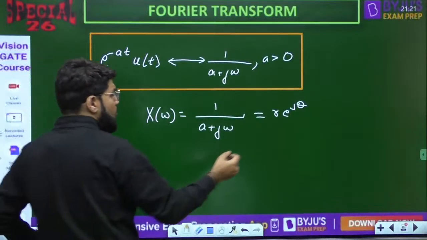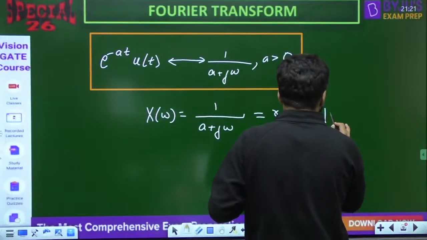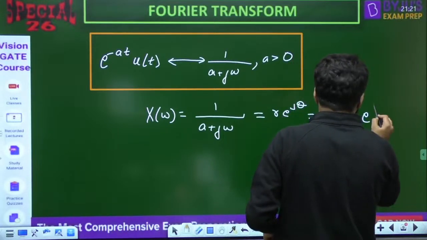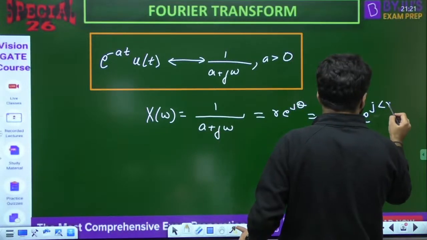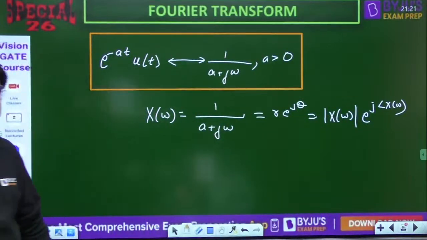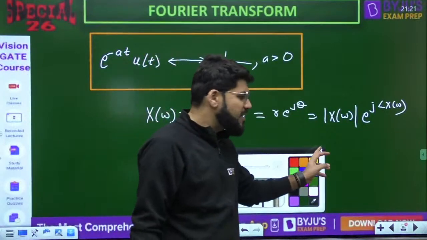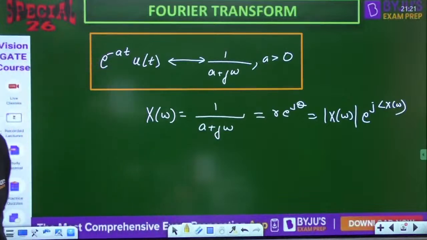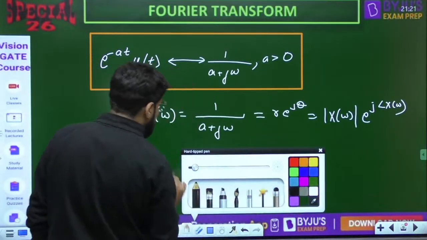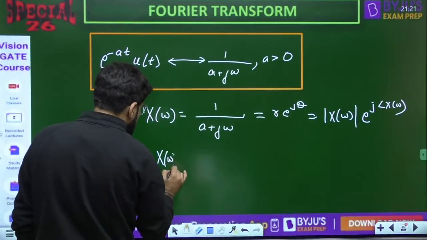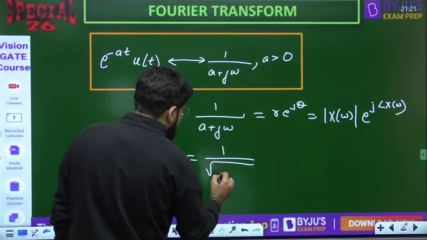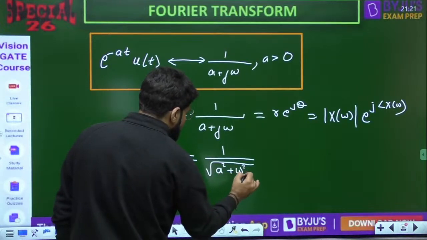The magnitude of x omega will be represented as modulus of x omega, and theta we can write as angle of x omega. x omega we call the Fourier spectrum. Yes, Sai Krishna, we will cover the duality questions also. So what is the modulus of x omega here? What will be the magnitude? The magnitude is 1 divided by under root of a square plus omega square.